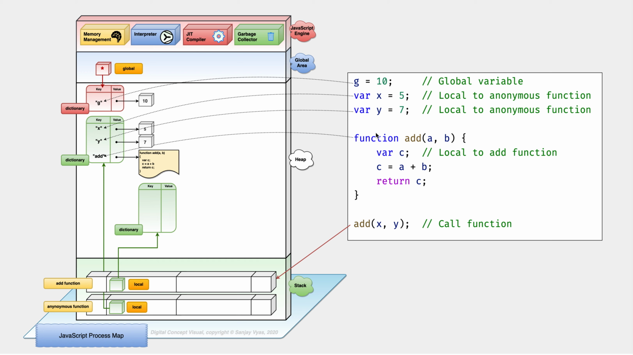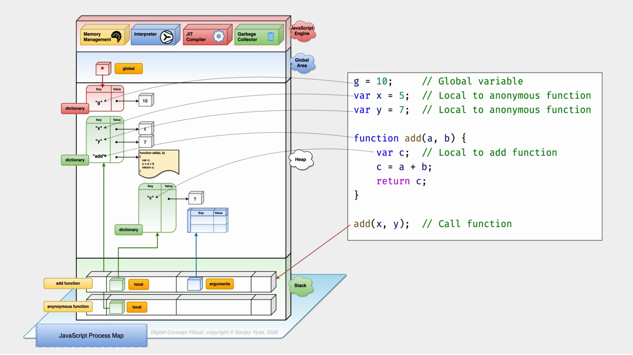We have a local variable inside this function, so that would go into the local dictionary of the add stack frame. But now something very interesting happens. The variables that we are passing, we would assume that they would be passed here directly as a and b. But every JavaScript function actually creates what is known as an arguments object. This is not an array. It's an object. Objects in JavaScript are also dictionaries, key and value.